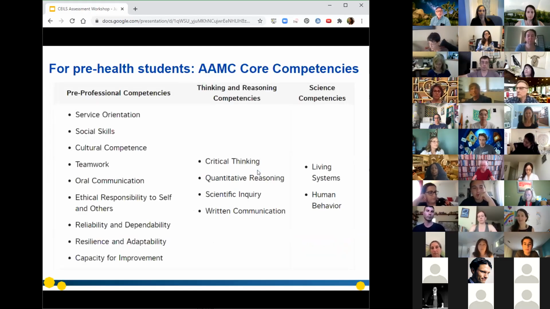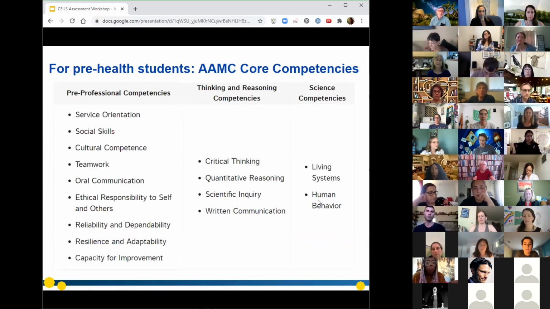A lot of people here teach pre-health students in some form. So I want to show the American Association of Medical Colleges core competencies. They do have critical thinking, living systems, human behavior, and a lot on written communication, reasoning and social skills. So recognizing this is valuable for our students if they can demonstrate learning of that.